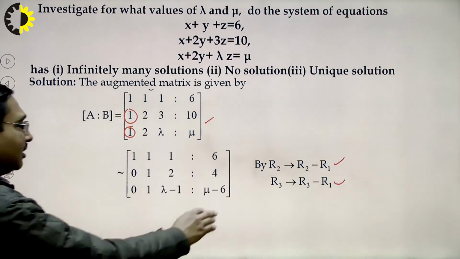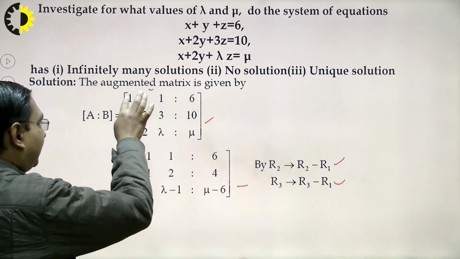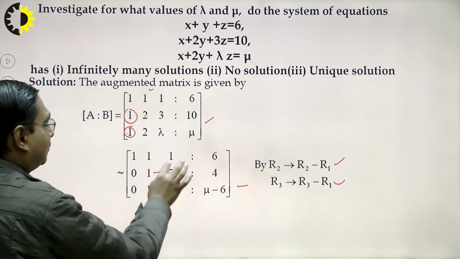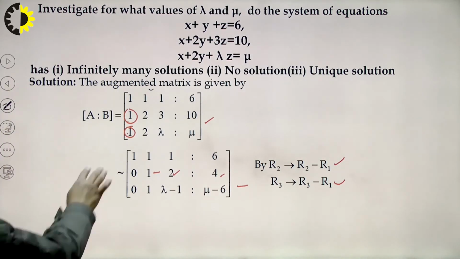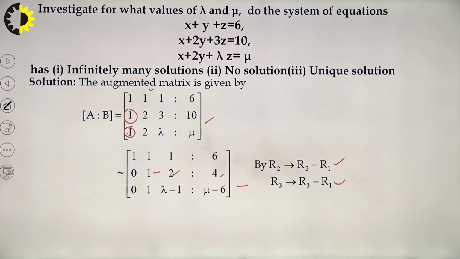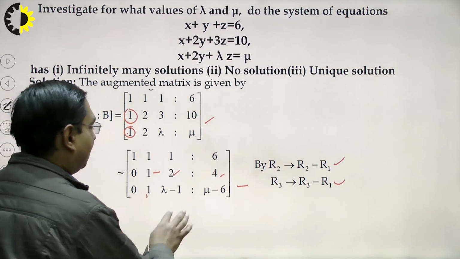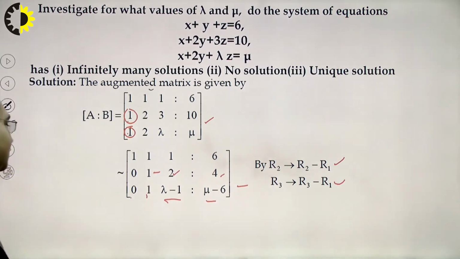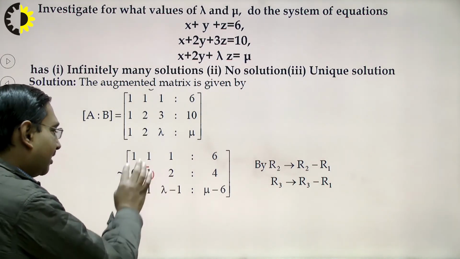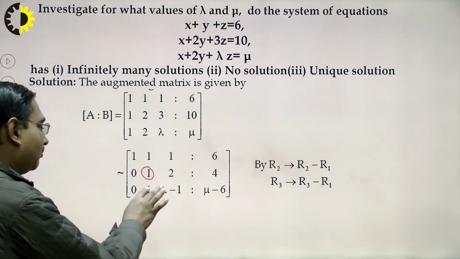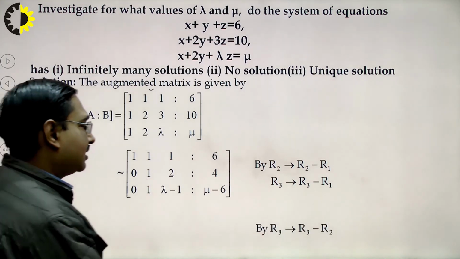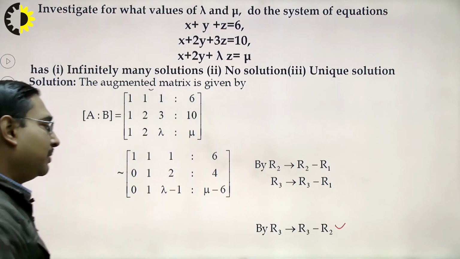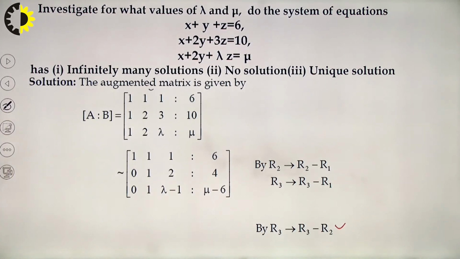I obtain this matrix. R2 minus R1 gives 1, 3 minus 1 gives 2, 10 minus 6 gives 4. Similarly, R3 minus R1 gives 0, 2 minus 1 gives 1. This is lambda minus 1, this is mu minus 6. Now this one will further be used to transform next one to 0. So I will apply this transformation, R3 replaced by R3 minus R2.